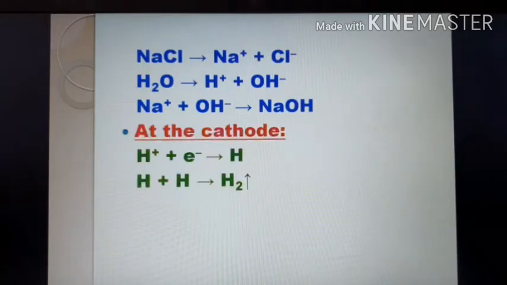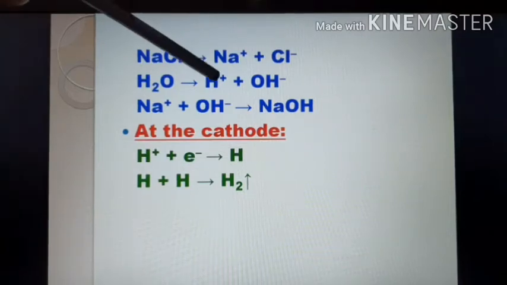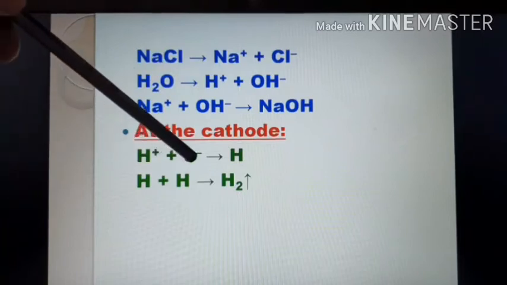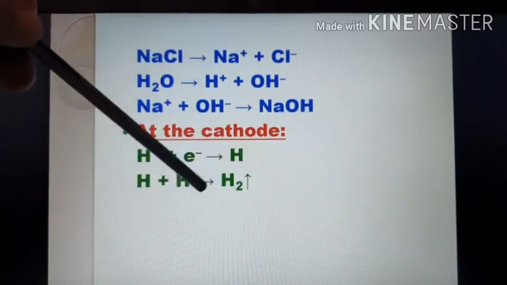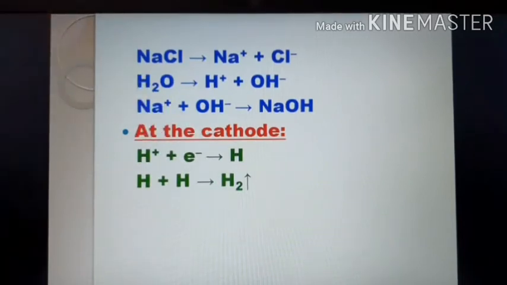The cathode is the electrode at which a reduction reaction takes place. The H+ ion gains one electron and becomes a hydrogen atom. Hydrogen atoms combine with each other and liberate an H2 molecule.